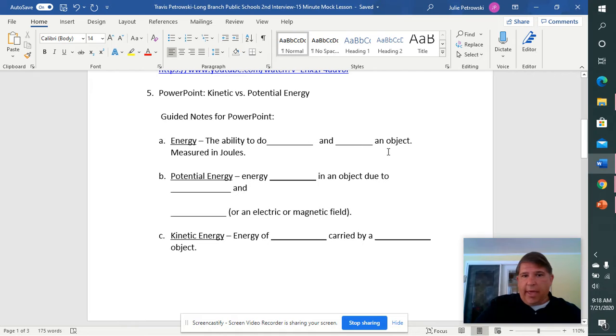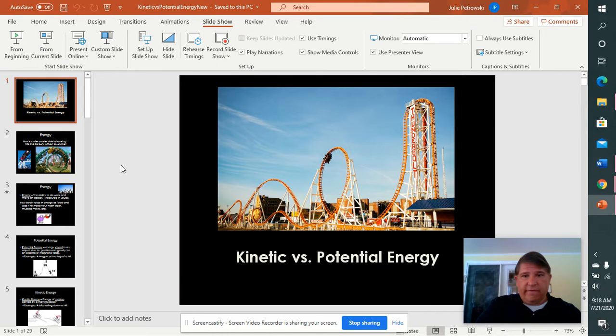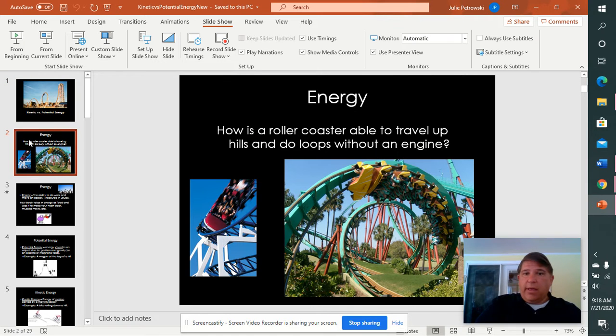Number 1, energy, the ability to do what, and blank, an object. It's measured in joules. That is the SI unit. Let's take a look at our PowerPoint. Okay, so we have kinetic versus potential energy. There's our roller coaster. There's Bob again. And our first point, energy. How is a roller coaster able to travel up hills and do loops without an engine? I don't know. Let's check it out.